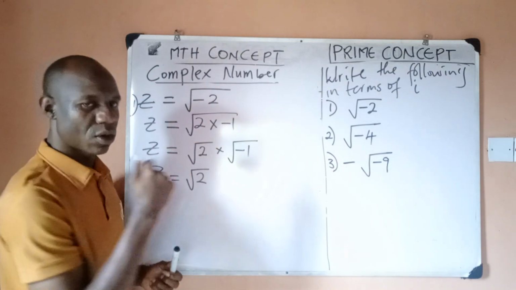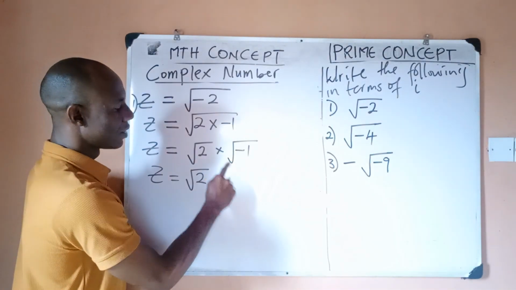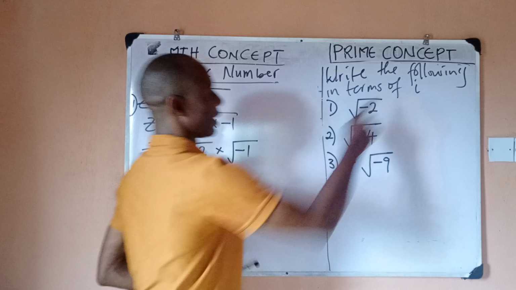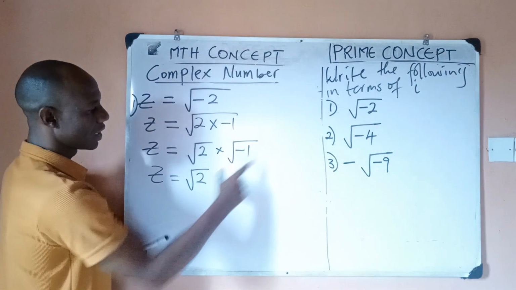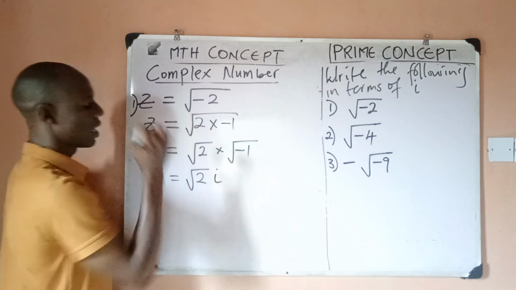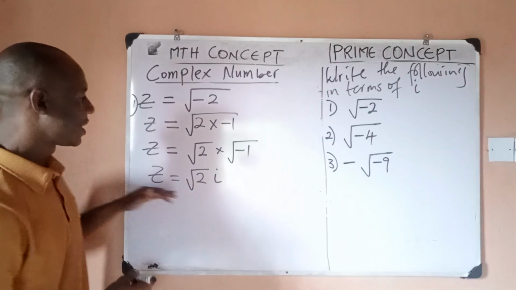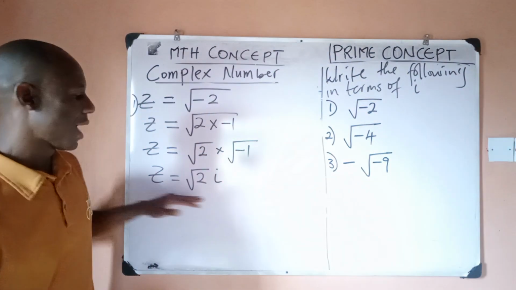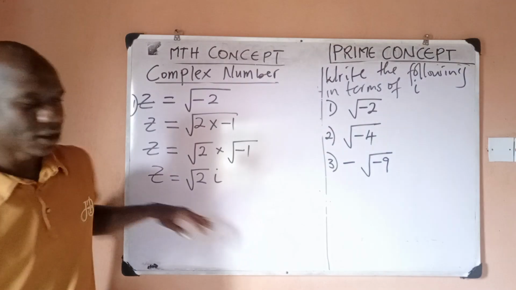Now, but if you recall, earlier in this class, we said that the square root of negative 1 should be called what? i. So it means in place of square root of negative 1, I'll just write i. So I've written this complex number, square root of minus 2, in terms of i. So this is the advent of complex number.